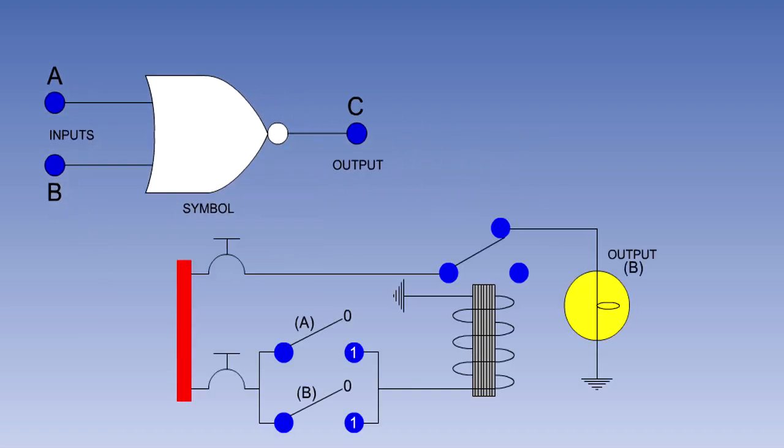As with the NAND gate, the NOR gate can be represented by an electrical circuit containing a relay which is controlled by a number of switches. Only this time, the switches controlling the electrical supply to the coil of the relay are in parallel. With both switches open, the relay is de-energized and the light is illuminated, indicating an output of 1. If either switch or both switches is closed, the relay will be energized and the light will go out, representing an output of 0.